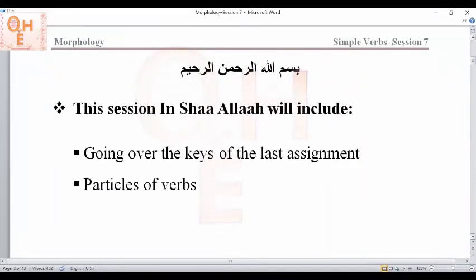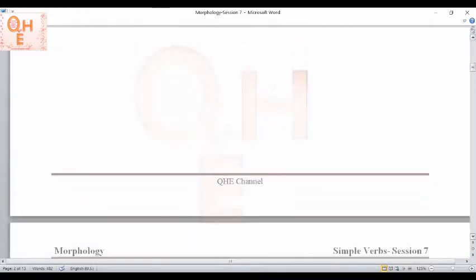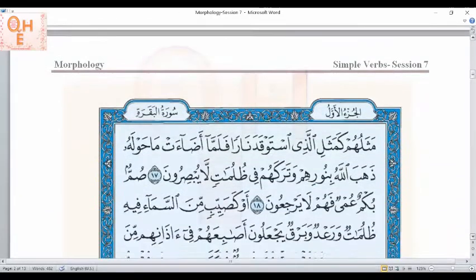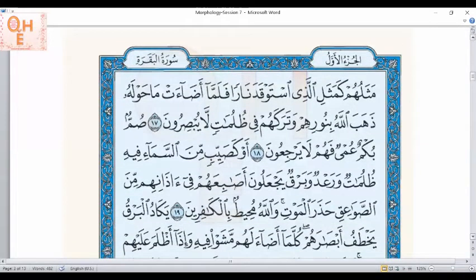This session, inshallah, will include going over the keys of the last assignment and particles of verbs. So let's go over the last assignment, inshallah. Our last assignment was to find simple verbs in the verses of Surah Al-Baqarah, verses 17 to 20.